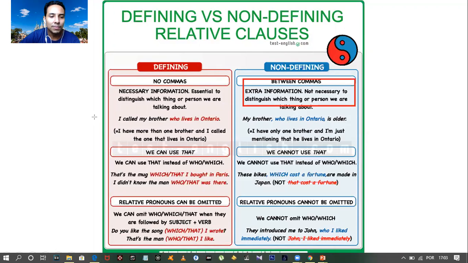Teacher, can you give me an example? For sure. Look at the example. My brother, who lives in Ontario, is older. Now, look at the defining relative clause. I called my brother who lives in Ontario. It's totally different. Why, teacher? Because probably in this situation I have more than one brother, and I called the one who lives in Ontario. It's important.